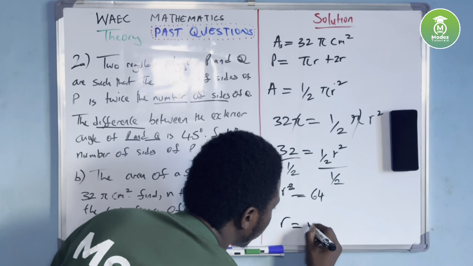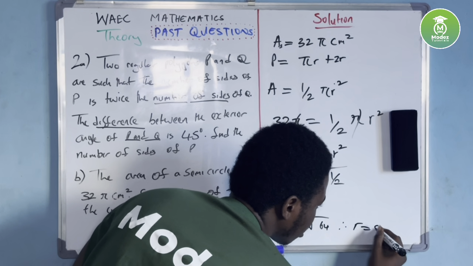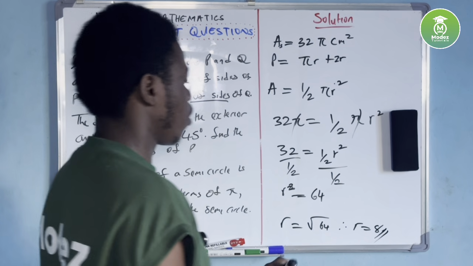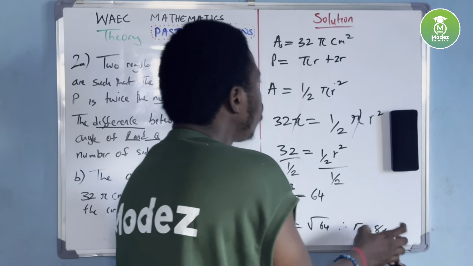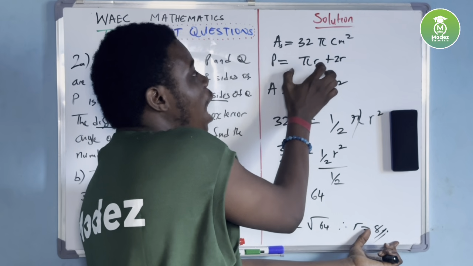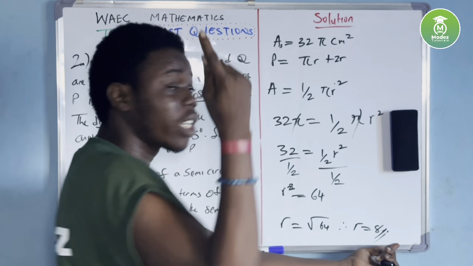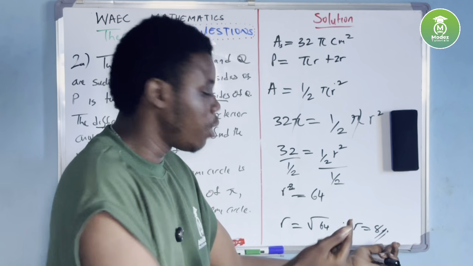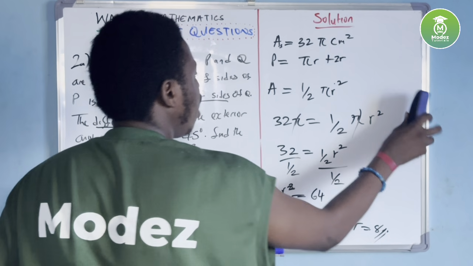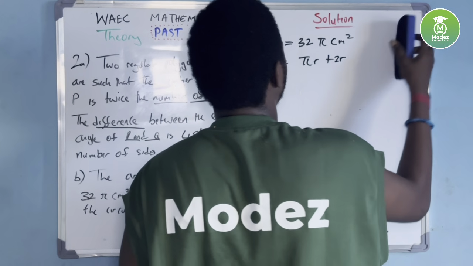So therefore, r is equal to the square root of 64, and r is equal to 8. This is not your final answer. You have gotten r. Now, since you have gotten r, you input r into the formula for perimeter, which is the circumference of the semicircle. Don't forget, that's what they ask you. I told you that we needed to get r, and since we have r now, let's put it into the equation ASAP.